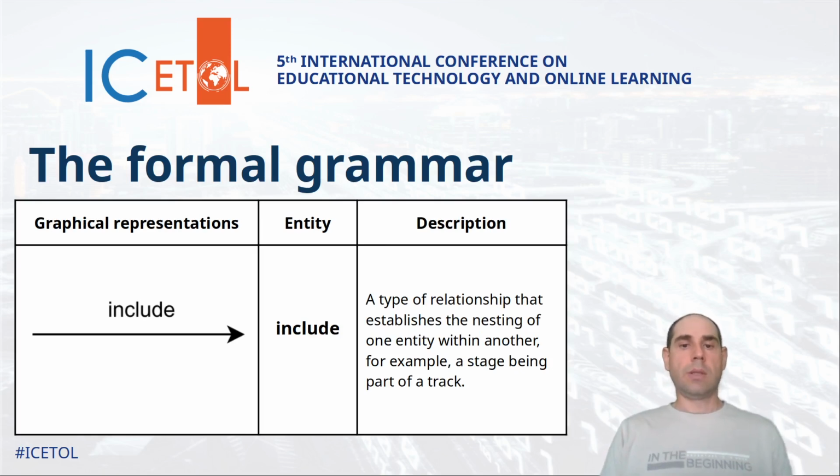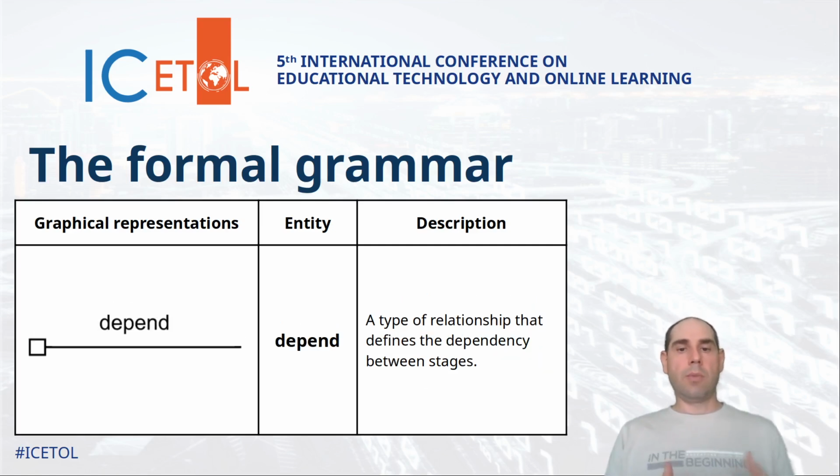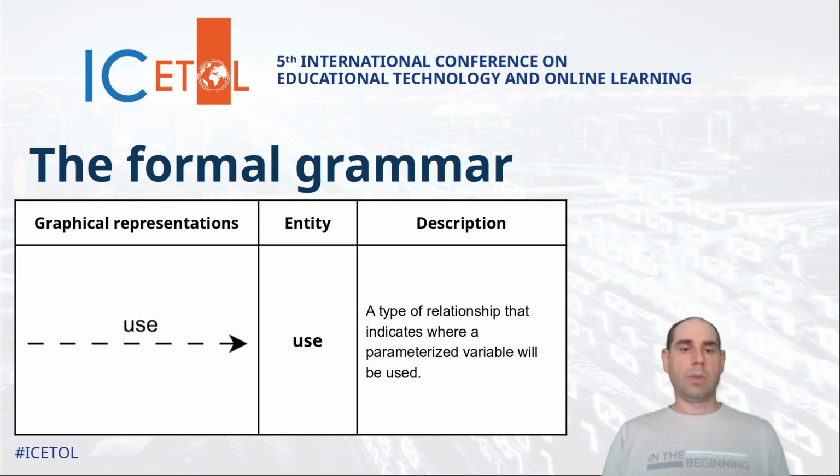Include is a type of relation that establishes the nesting of one entity within another, for example, a stage being part of a track. Depend is a type of relation that defines the dependency between stages. And use is a type of relationship that indicates where a parameterized variable will be used.